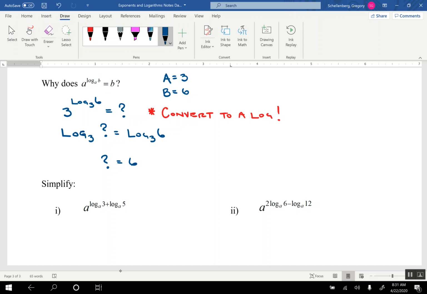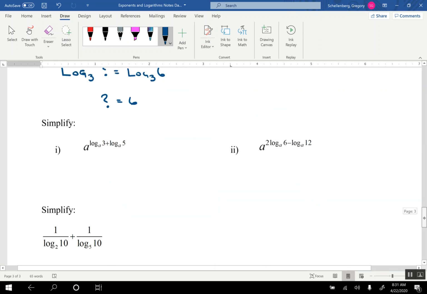So without having to do any work, we would say a to the power of log base a of b is going to be equal to the argument, which is b. So we'll use that in some of these next examples here.